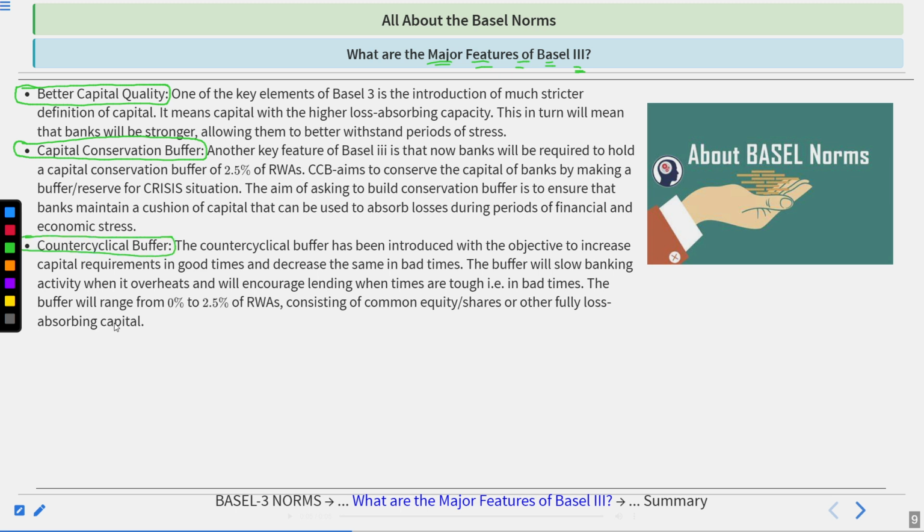Counter-cyclical buffer. The counter-cyclical buffer has been introduced with the objective to increase the capital requirements in good times and decrease them in bad times. The buffer will slow banking activity when it overheats and will encourage lending when times are tough. The buffer range will be from 0% to 2.5% of risk-weighted assets, consisting of common equity shares or other fully loss-absorbing capital.